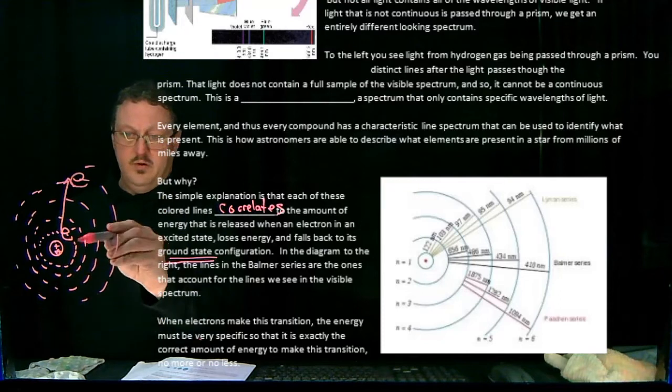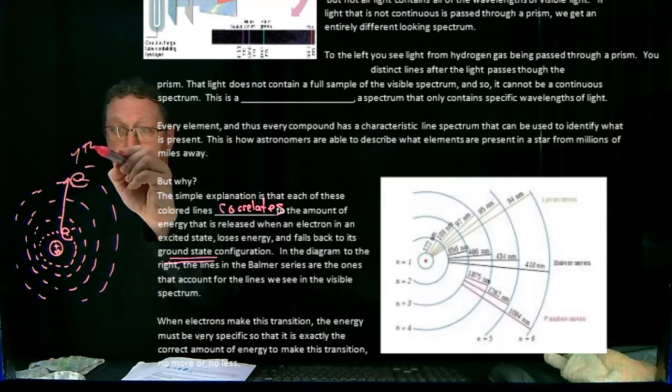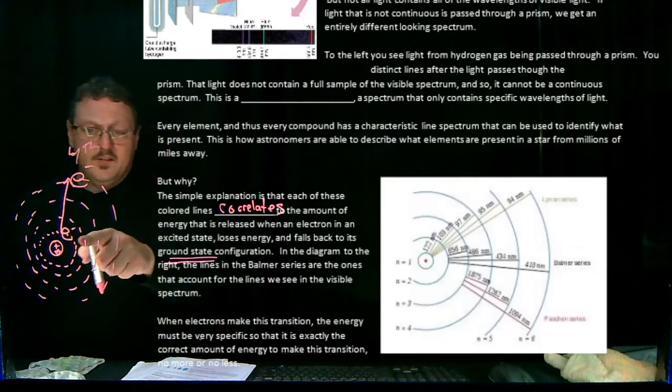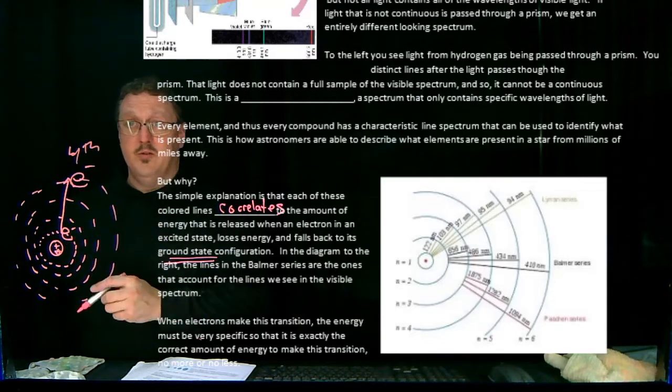So let's say that electron got all excited, and it now spins around out here in this energy level orbital. 1, 2, 3, 4. This is the 4th orbital. So this electron got promoted from the 1st orbital up to the 4th orbital.